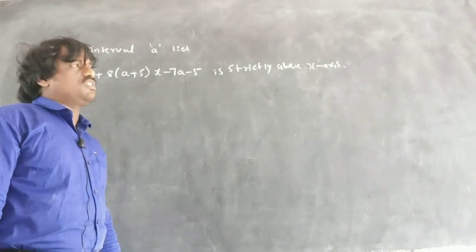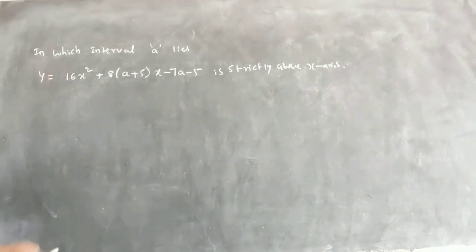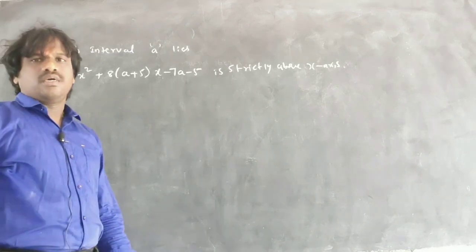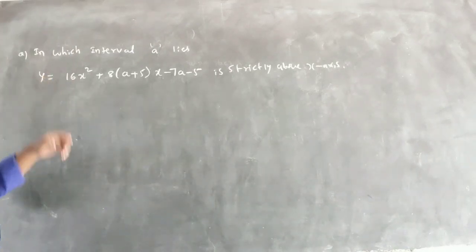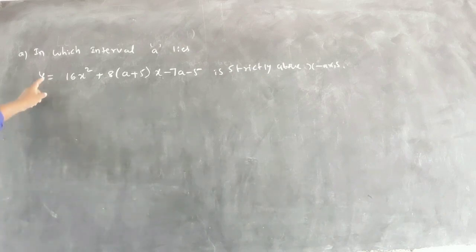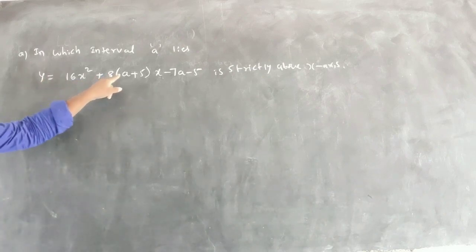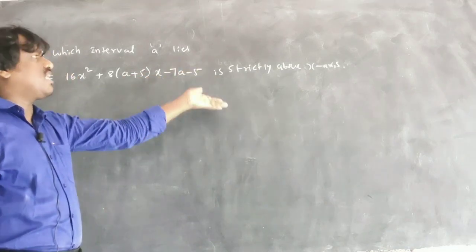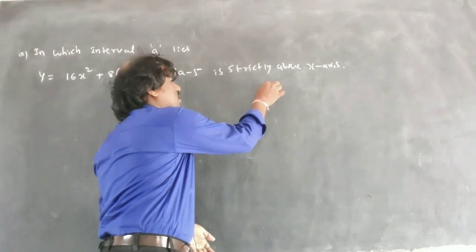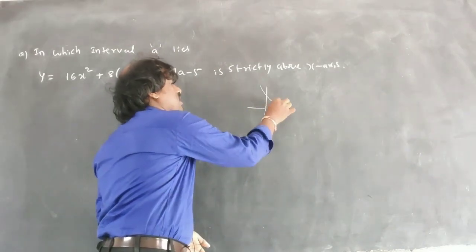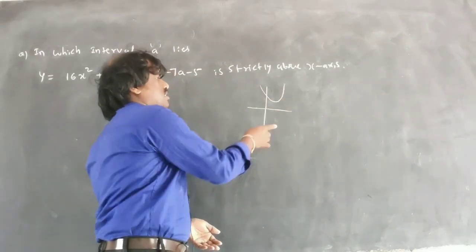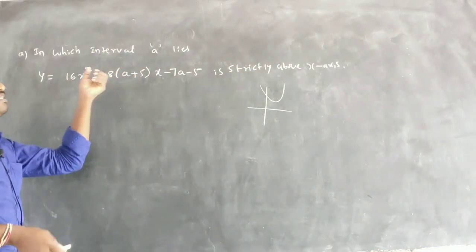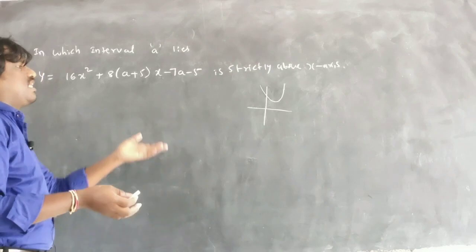Now see one more question. This is not related to the location of roots, but the question is like this: in which interval a lies, y is equal to 16x square plus 8 times of a plus 5 into x minus 7a minus 5 is strictly above the x-axis. What is it saying here? If a parabola is above the x-axis, then in which interval does a lie?